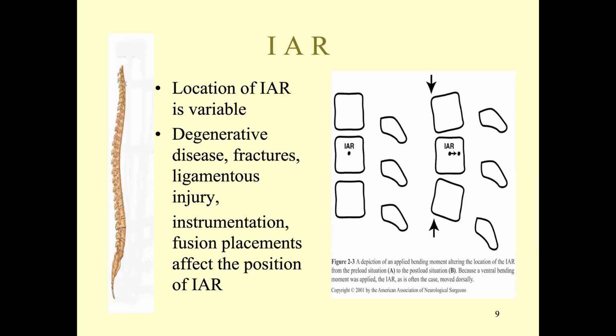And this instantaneous axis of rotation changes according to the shape of the spine. Whenever the spine becomes kyphotic, the instantaneous axis of rotation moves closer to the spinal canal. And when it is a lordotic spine, the instantaneous axis of rotation moves out. It moves outside, anterior to the spine. So once you know where your instantaneous axis of rotation is, then you will think of which screw, where to screw, etc.